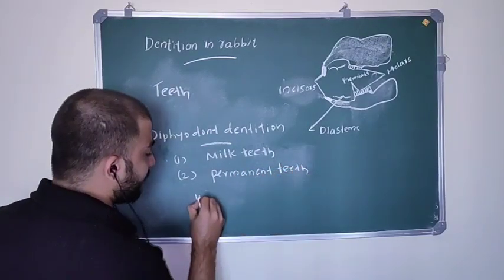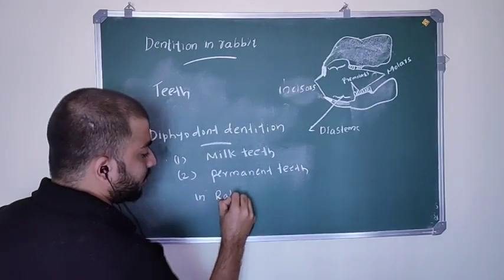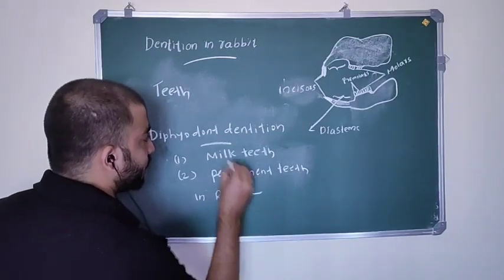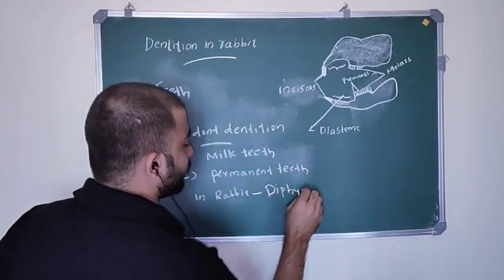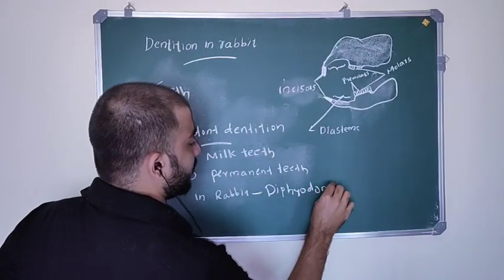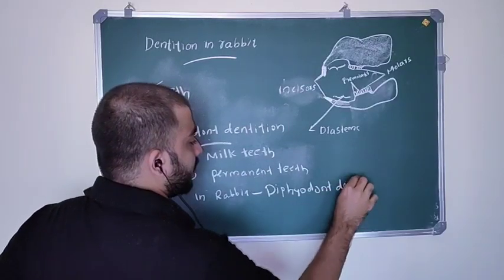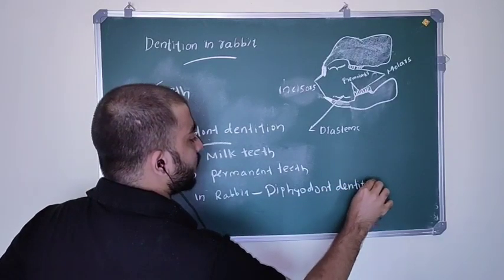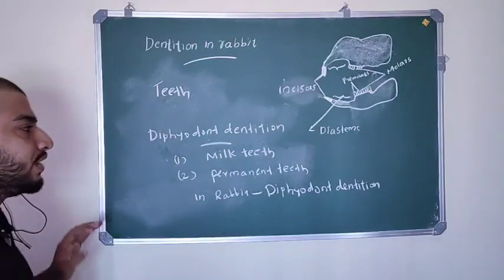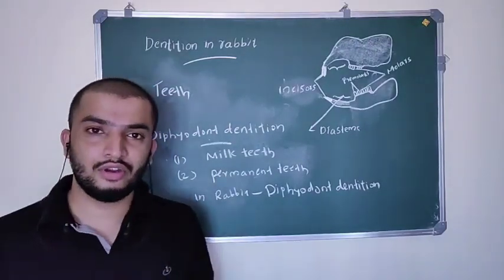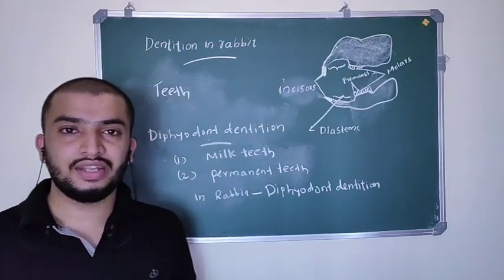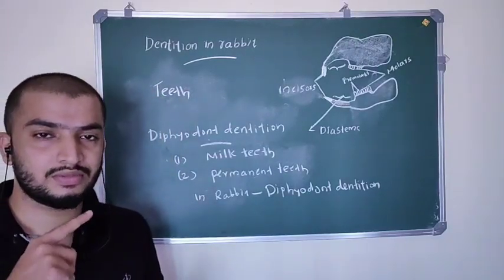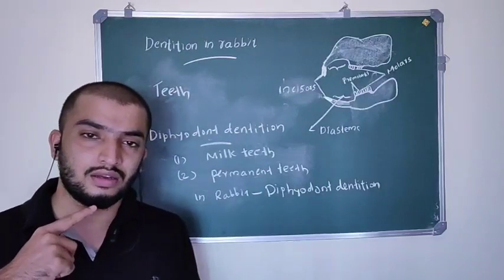So in the case of rabbits also, they show diphyodont dentition. What type of dentition is present in rabbit? Diphyodont dentition. What is diphyodont dentition? They have two sets of teeth in their life. One set is milk teeth, another set is permanent teeth.